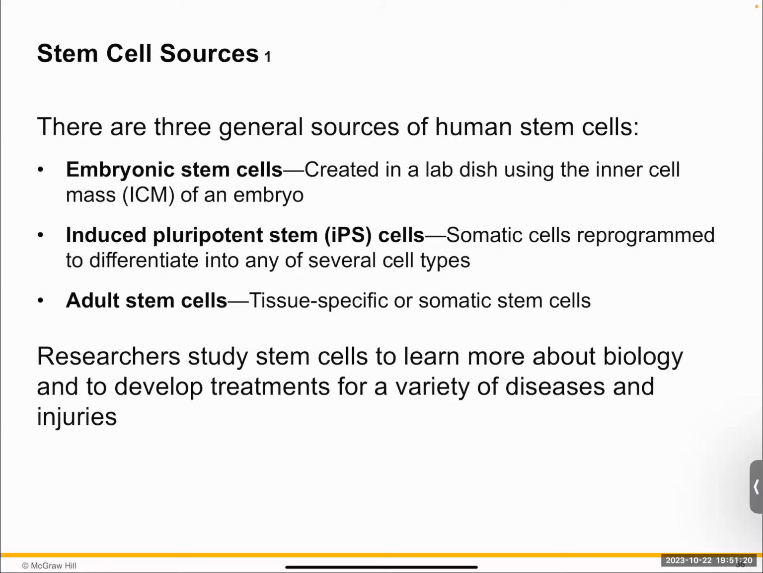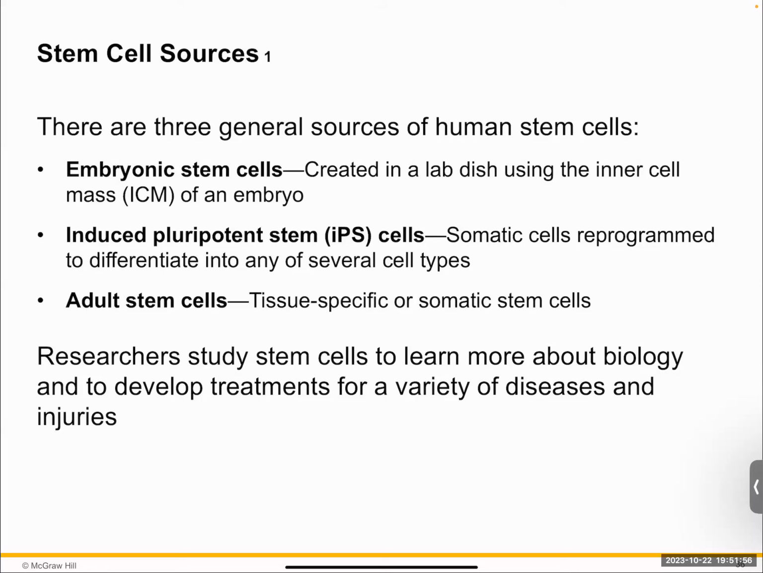A second category of stem cells are called induced pluripotent stem cells. As soon as you hear pluripotent, it means they have more limited options in terms of differentiation. So these are somatic cells that can be reprogrammed to differentiate into several types of cells. They cannot become every type of cell. And then the third type is adult stem cells, which are tissue-specific or somatic stem cells. So you basically find them in a specific tissue, and that's all they become.